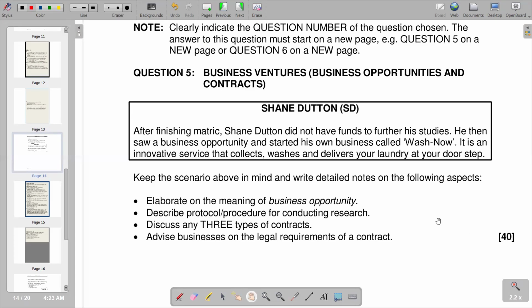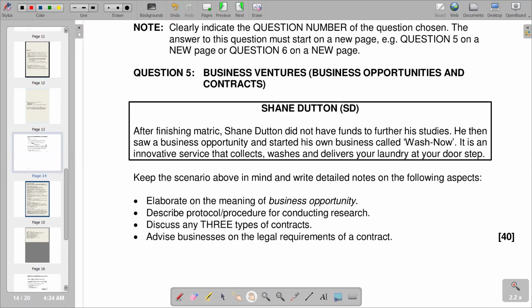The question has got 40 marks, but obviously on the structure of the essay, you're going to have an introduction, and also you're going to have your conclusion. In the introduction, you can just look for any terms that we have in the question that you can define. For example, you can describe a business opportunity. Try to put the meaning in the introduction.